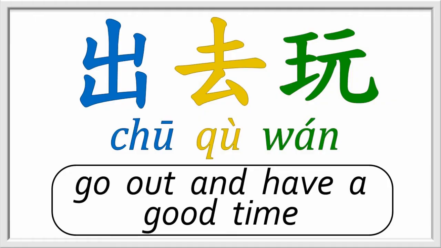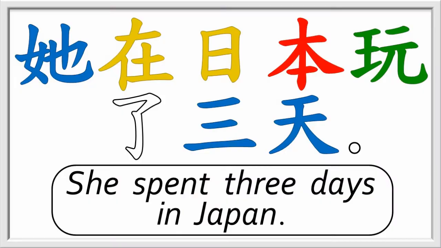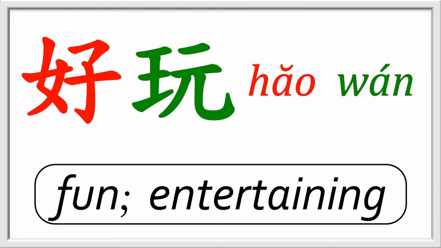So, when a Chinese person of any age says they want to 出去玩, they intend to go out and have a good time. That's all. Another example would be a person going on vacation. 他在日本玩了3天. She spent 3 days in Japan. It could have been nothing but 3 days of sightseeing for all we know. 好玩 means entertaining or a lot of fun.